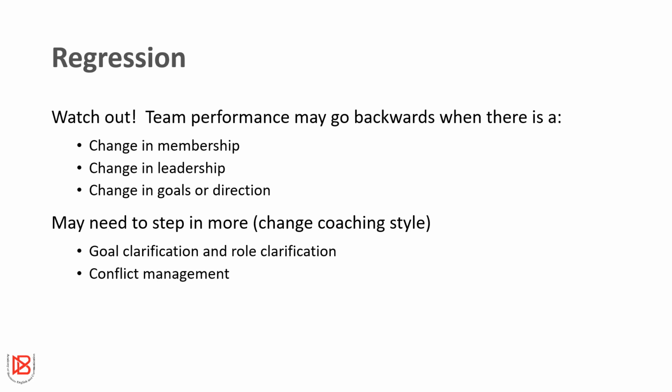Now, what happens with regression? Not everything goes well in a team meeting and in team working altogether. There are people who might be backstabbers. There are people who will be dysfunctional. So watch out for them. Watch out for this sign. Team performance may go backwards, or there might be dysfunctional units. Things might be happening regressively.